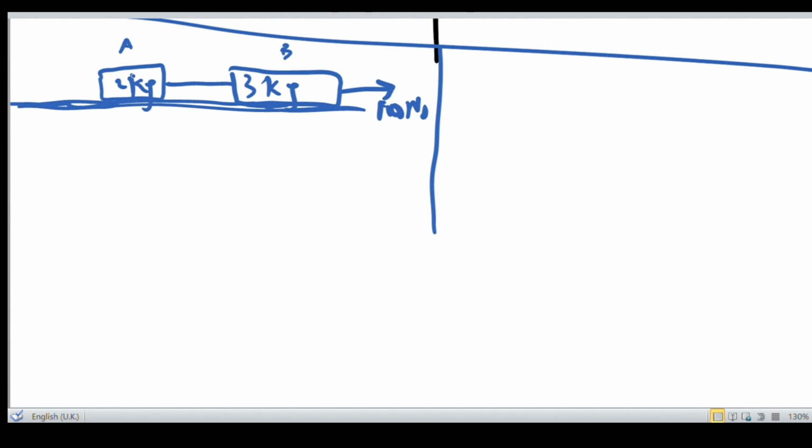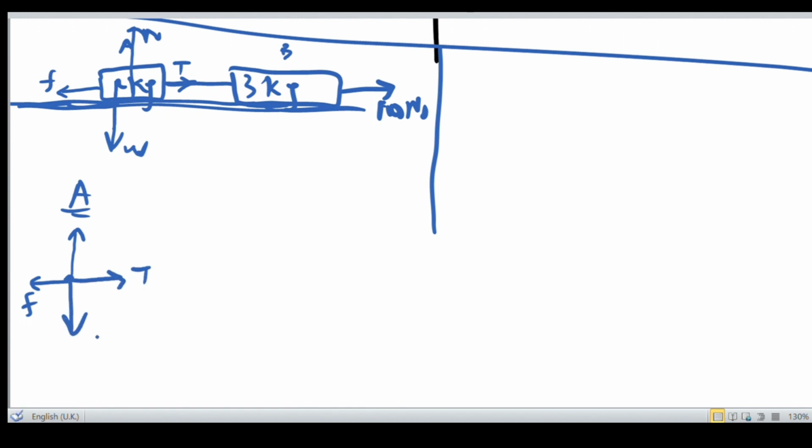A is in contact with the surface. There is a normal force. Okay, there is this force on a string that pulls in this direction. It's a tension force. Then we have a frictional force opposing the motion. Let's assume that this is going to the right. Then we have a weight. So for object A, the free body diagram is like that. We have a normal force, we have F, we have the tension, we have a weight.